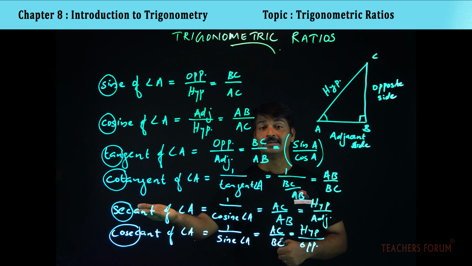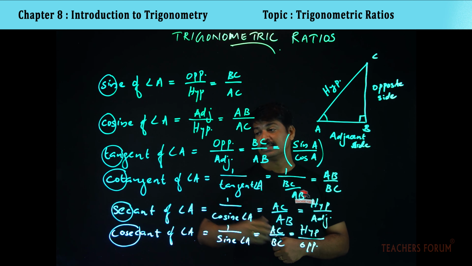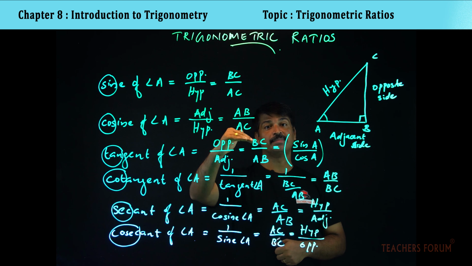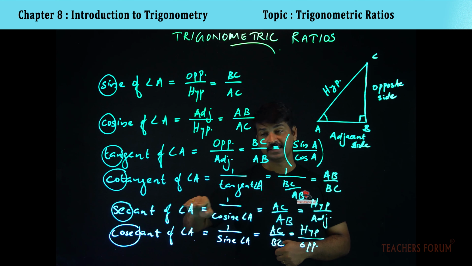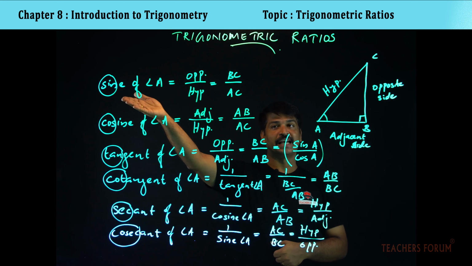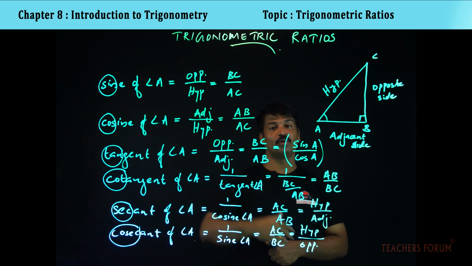Now what is sec? Sec is the reciprocal of cos. Sec is the reciprocal of cos A. What is cos A? AB by AC. Then what will be sec? Sec will be AC by AB. AC by AB. That is the reciprocal of cos A. Now what will be cosec? Cosec will be the reciprocal of sin A. Just the reciprocal of this: AC by BC or hypotenuse by opposite side.